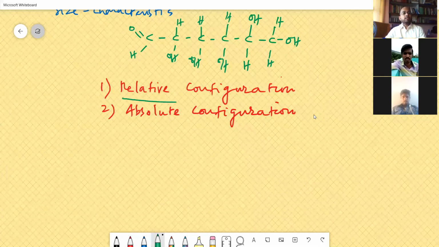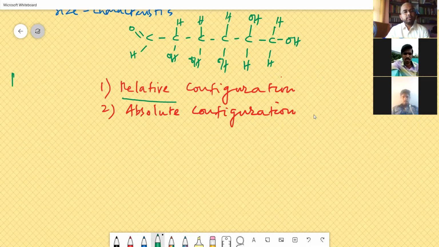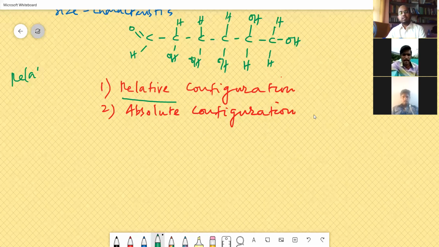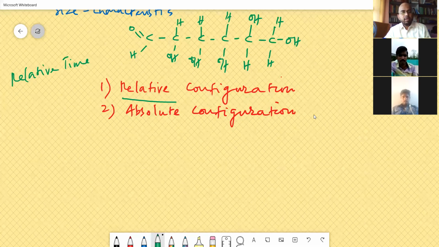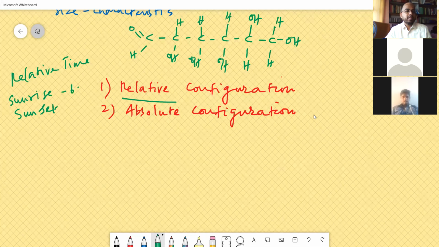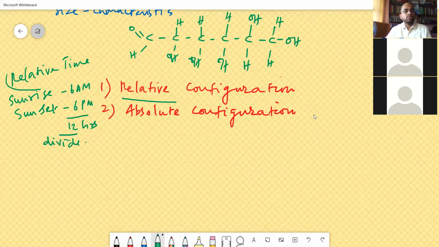Okay. For example, you can take relative time. How do we define time? We define time from sunrise to mid-afternoon to sunset. This we take as 6 a.m. just for example, and this we take as 6 p.m. So within this we have 12 hours. We divide them. Okay. So our time is relative to the sun.